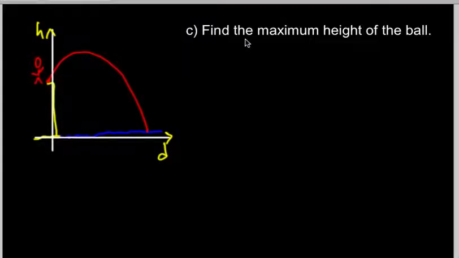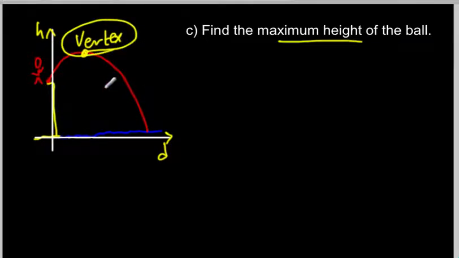So in C, it says find the maximum height of the ball. So if we want to find the maximum height of the ball, in other words, it's somewhere over here. And if you observe, if it's a parabola, where can we always get the maximum height, or the minimum height, depending on the parabola? And that is going to be where the vertex is. So basically, we need to find where that vertex is.